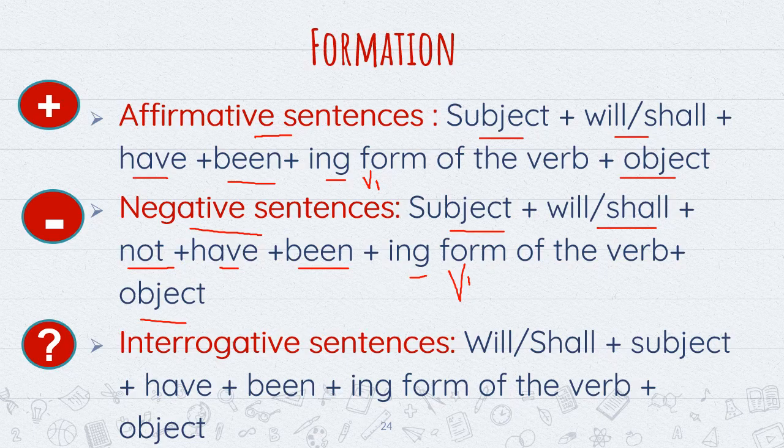And for interrogative, the rule is will or shall plus subject plus have plus been plus ing form of verb, or we can say V1 plus ing plus object. Okay.